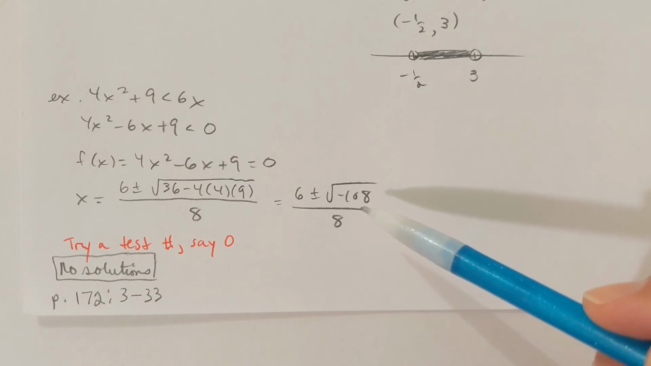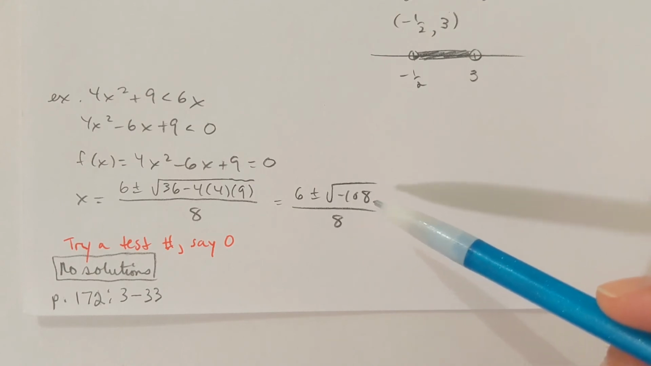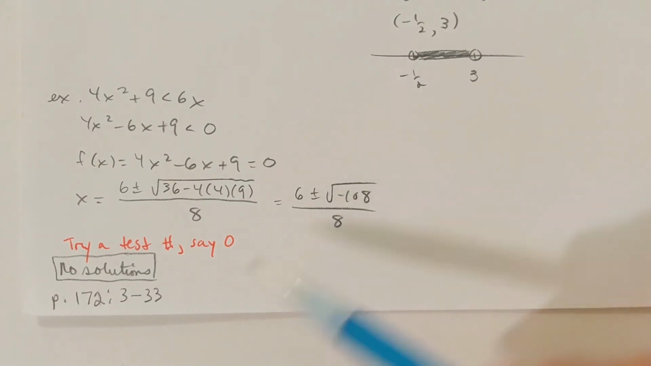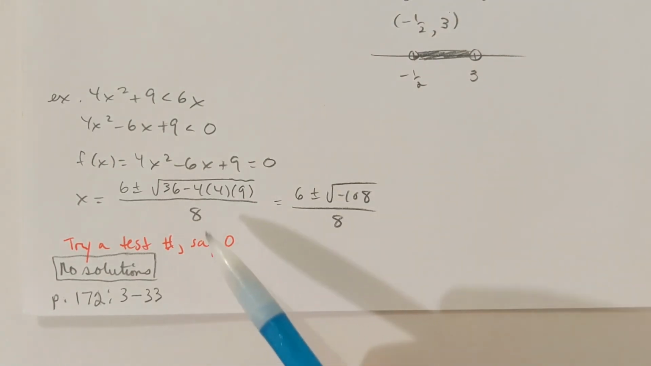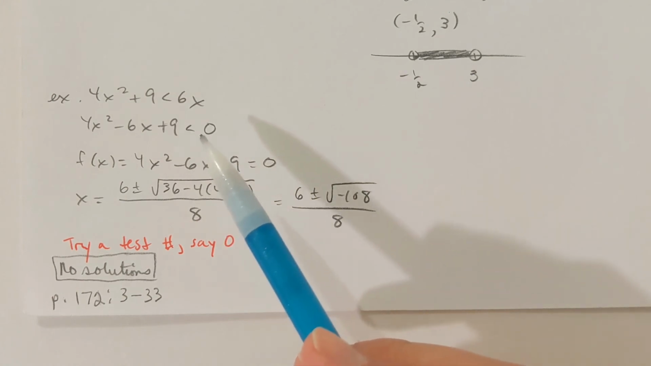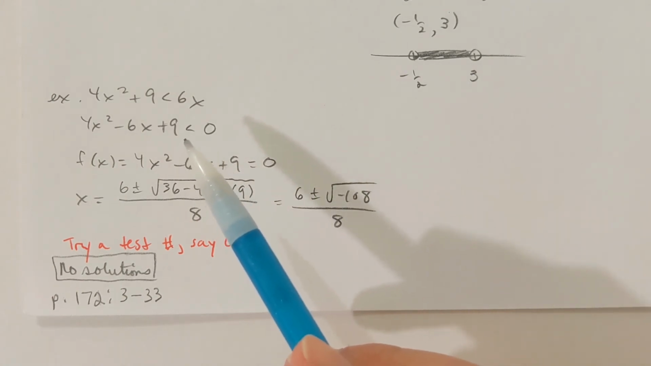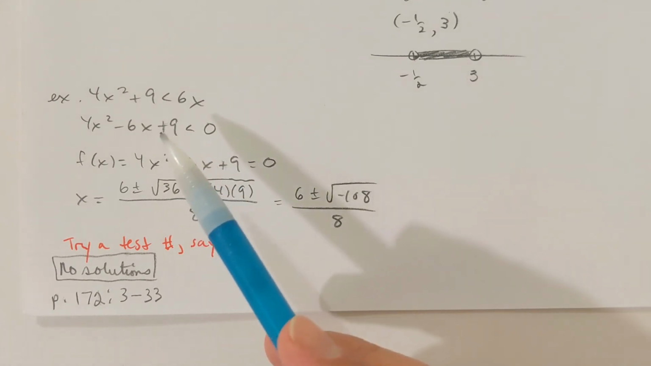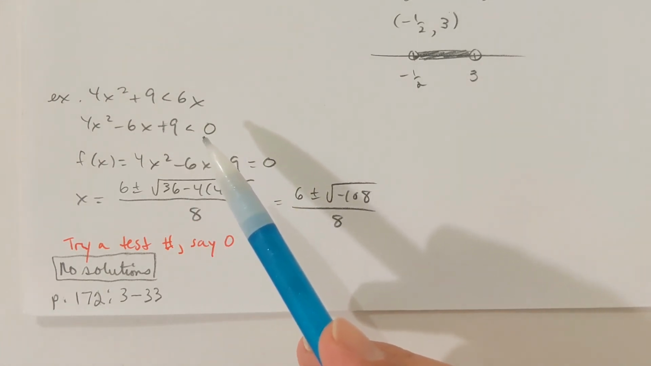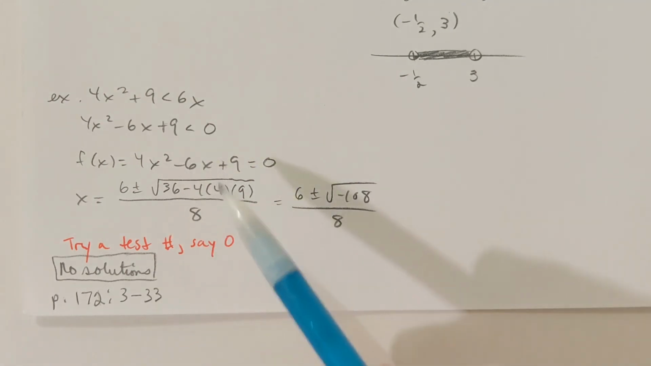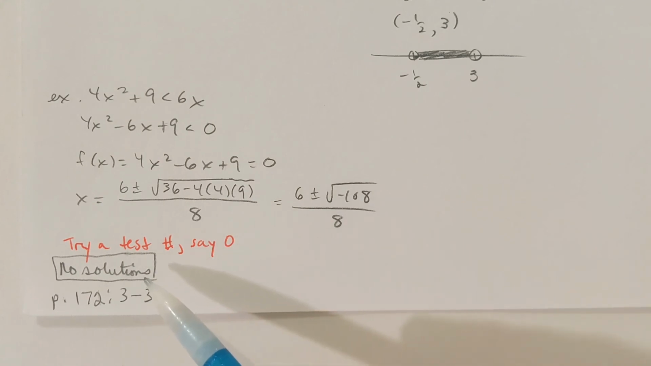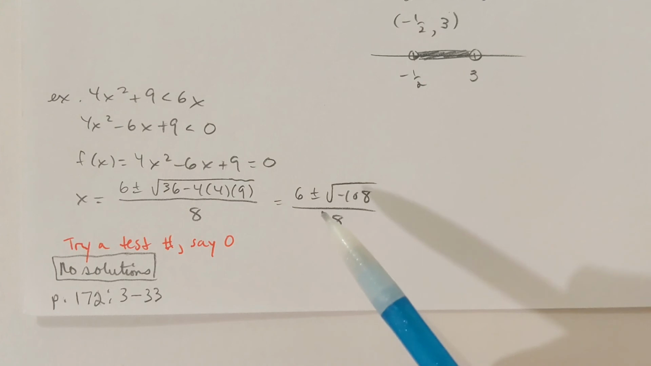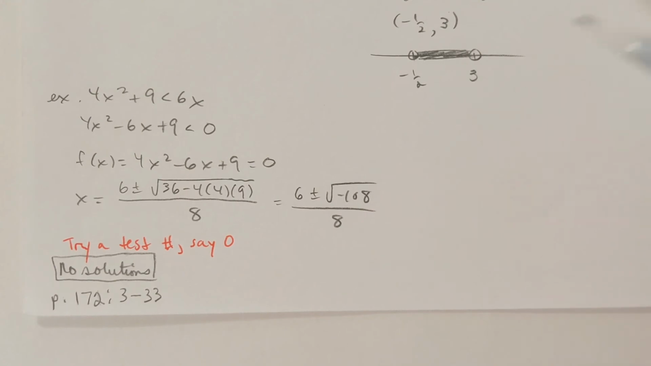Now, whenever you run into the square root of a negative, there is no table that you're going to make. No table. You're just going to try a test number, say it's 0. 0 is always a nice, comfortable number that I use in situations like this. So if x is 0, then I get 9 less than 0. 9 is not less than 0. 9 is greater than 0. So what that tells me is that no solutions are going to be found there for the inequality. Okay, there is no table like the ones earlier.